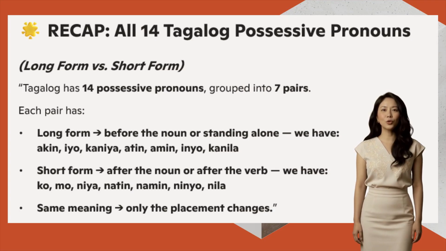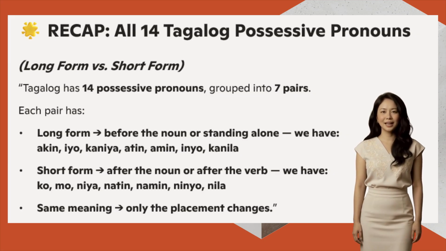Now let's do a quick recap of our 14 Tagalog possessive pronouns. These pronouns come in 7 pairs, and each pair has the same meaning. The only difference is placement. First, we have the long forms. These go before the noun and they can also stand alone. Our long forms are akin, iyo, kanya, atin, amin, inyo, kanila.